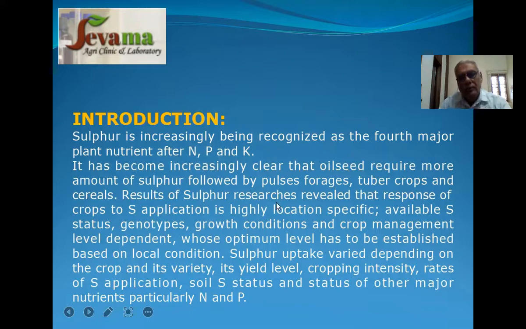The results of sulfur research have revealed that response of crop to sulfur application is highly location specific, and dependent on available sulfur status, genotype, growth conditions, and crop management level, whose optimum level has to be established based on local conditions. Sulfur uptake varies depending on the crop and its variety, its yield level, cropping intensity, rate of sulfur application, soil sulfur status, and status of other major nutrients, particularly nitrogen and phosphorus.